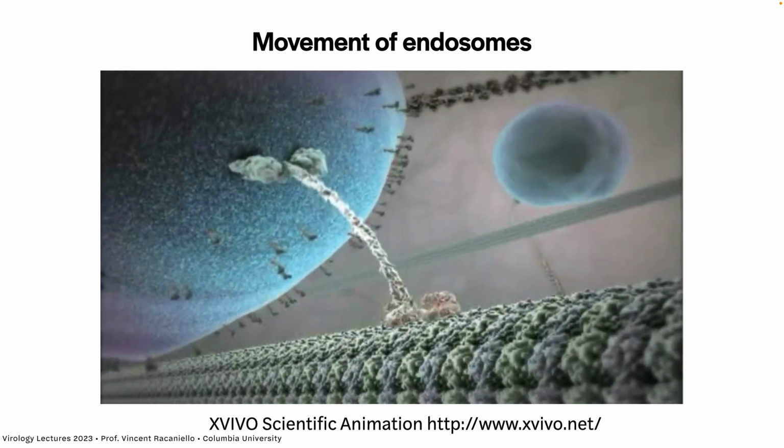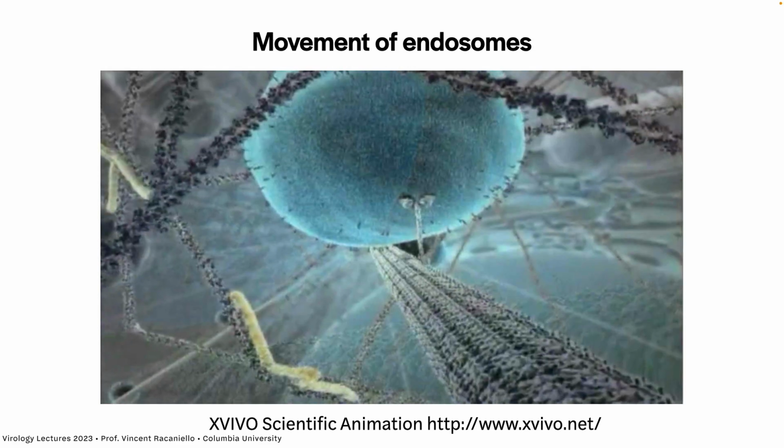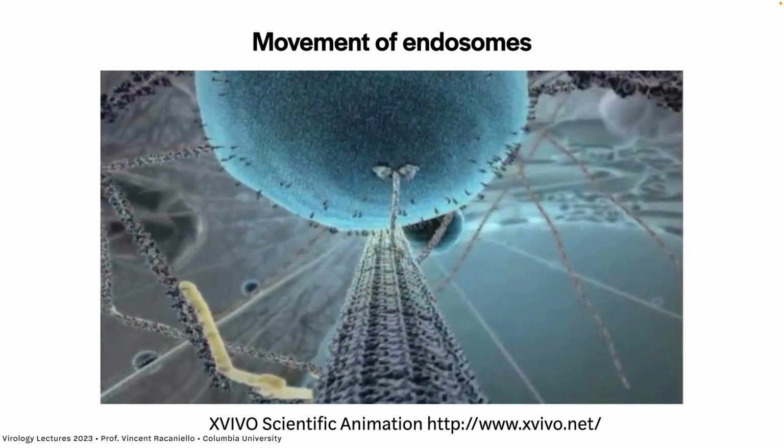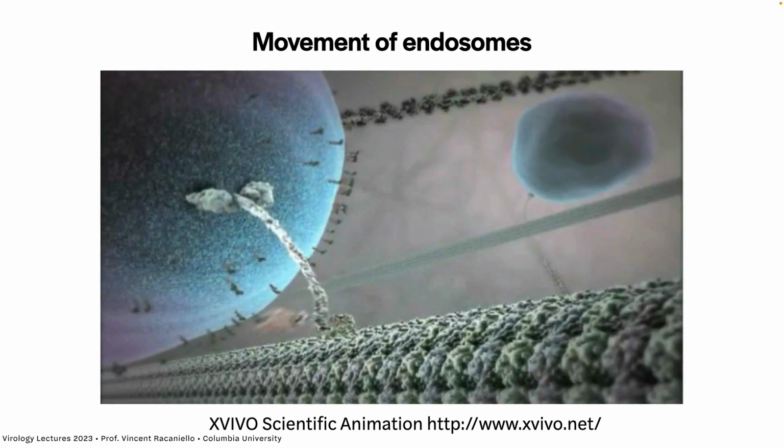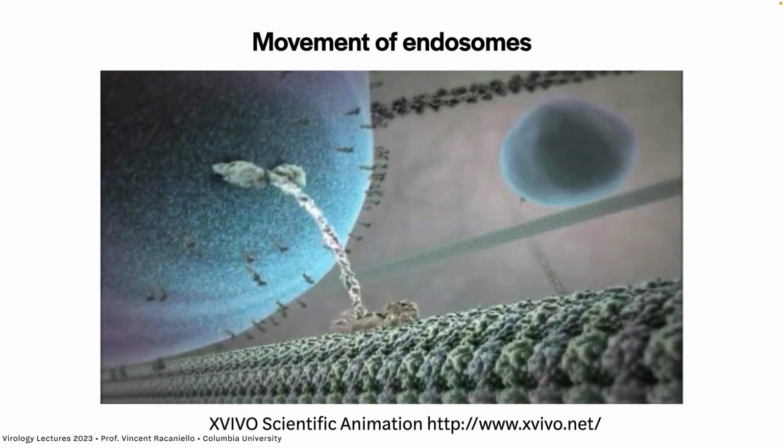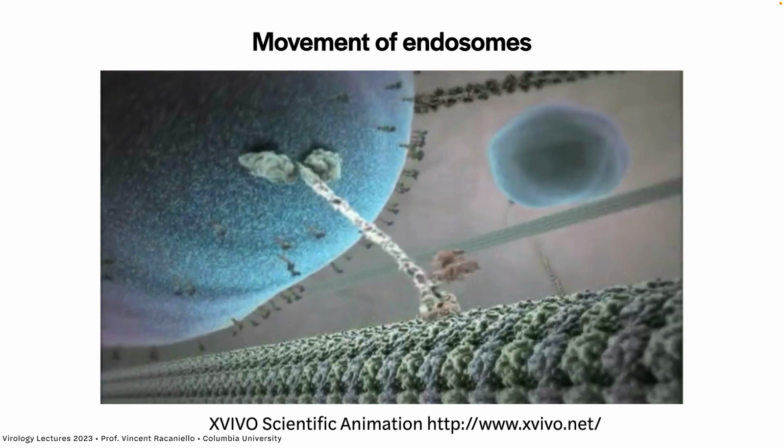which is attached to the vesicle, and it's attached to a microtubule, which is the filament below here, and this is the cytoplasm as well. So a virus particle could be in that, and it's being brought down from the plasma membrane into the nucleus.